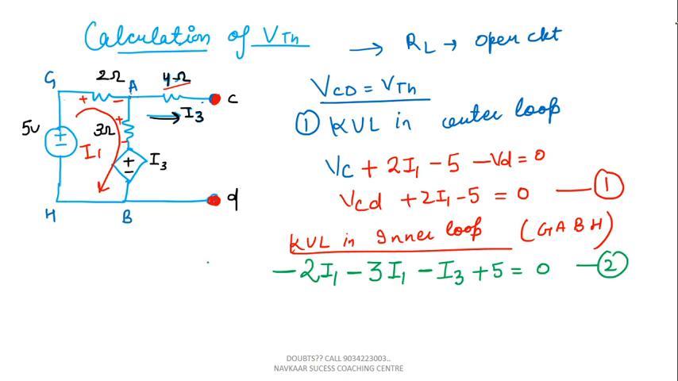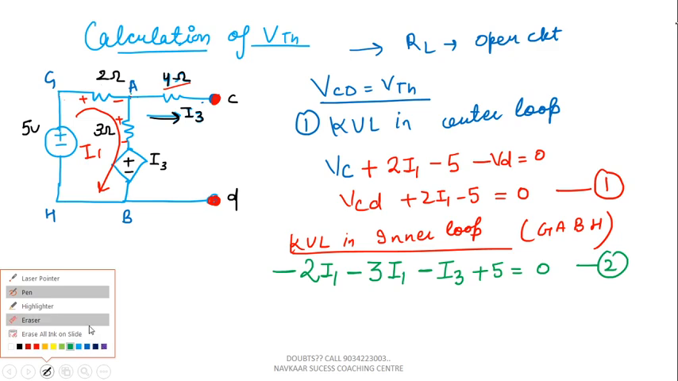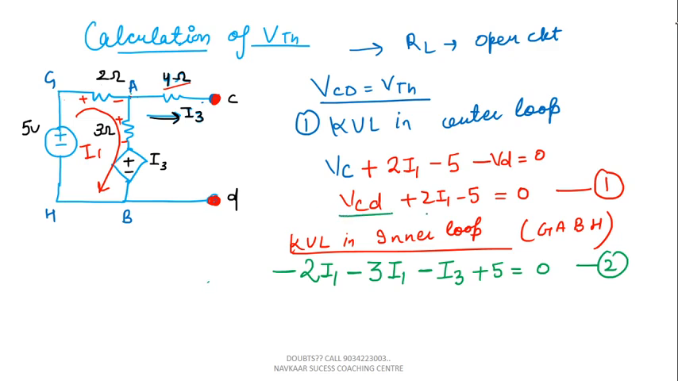Now we will see how many variables there are. You can see that one variable is VCD, another variable is I1, and another variable is I3. For 3 variables you have to make 3 equations to solve this, right? Now you can see that I3 is the current flowing from A to C, and no current is flowing from A to C because this is an open circuit. So we can write that the I3 value is equal to 0. This is the third equation we got.